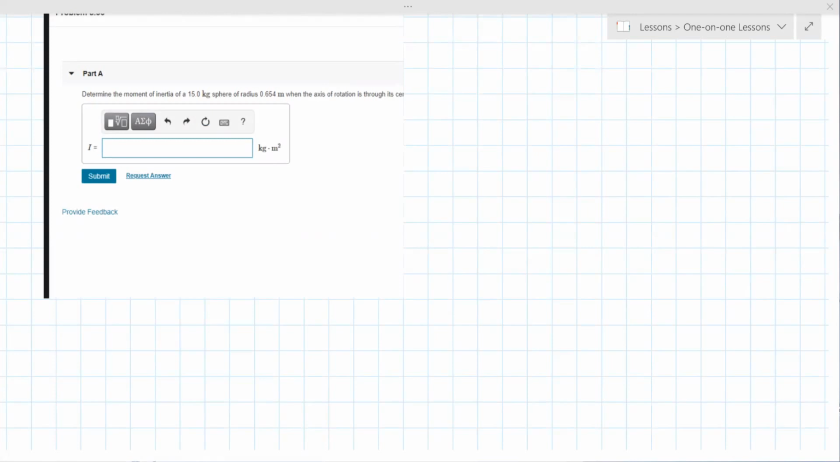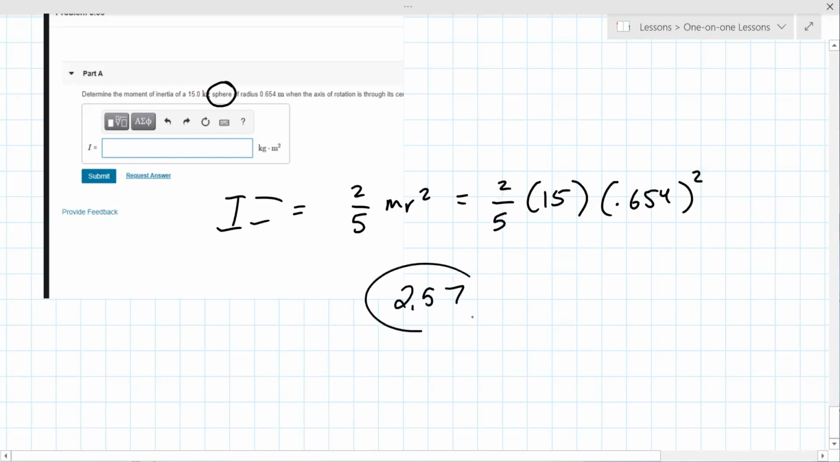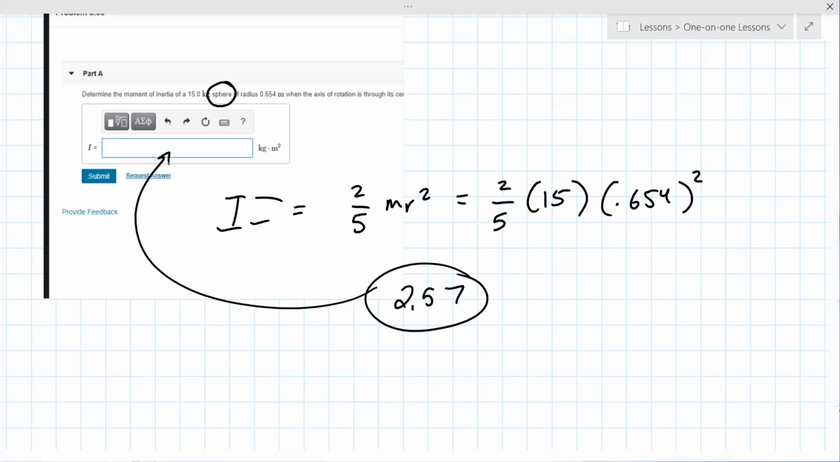The moment of inertia I is based on the geometry. Here I is 2/5 mr squared, and that's because it's a sphere. You have to know that to be able to do this problem. So that's 2/5, the mass is 15, and the radius is 0.654 squared. The key here is knowing your formulas. Your instructor has an obligation to give these to you so that you know which ones to use. It doesn't say how many, so we'll say 3 significant figures, 2.57, and it already has the units there for you. That's correct.